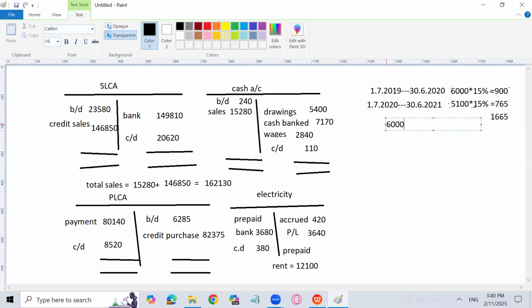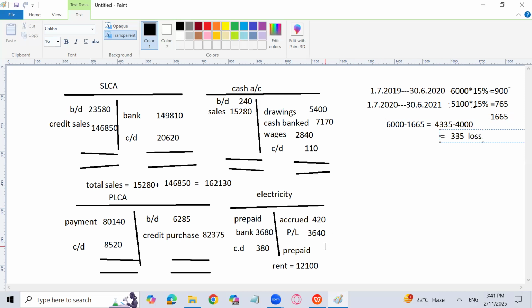6,000 minus total depreciation to date 1,665. So the net book value of the asset sold is 4,335, and we have sold it for 4,000. It means that we are going to face a loss of 335. So there is a loss of 335, which will be written under the heading of expenses.